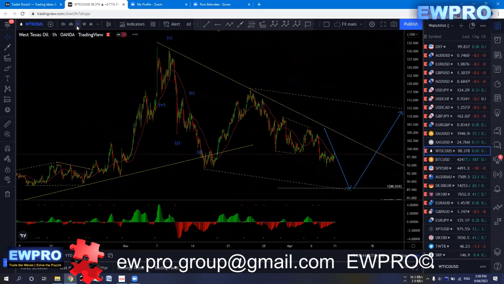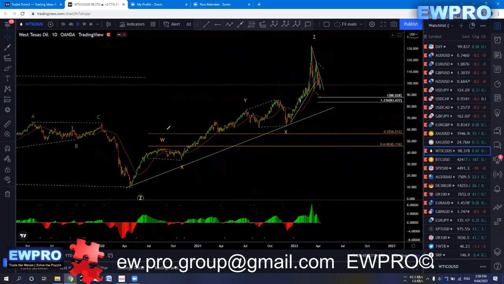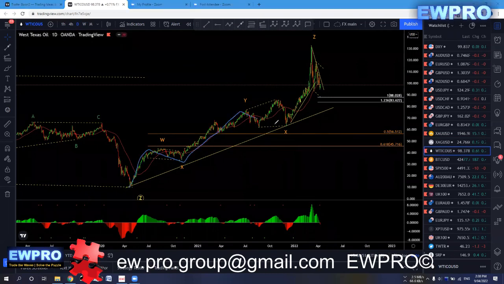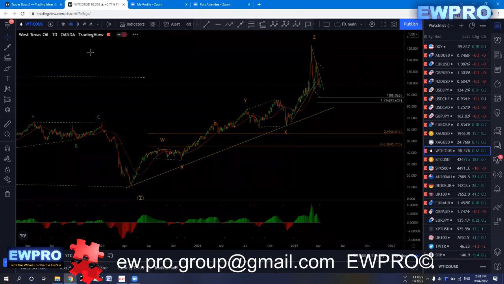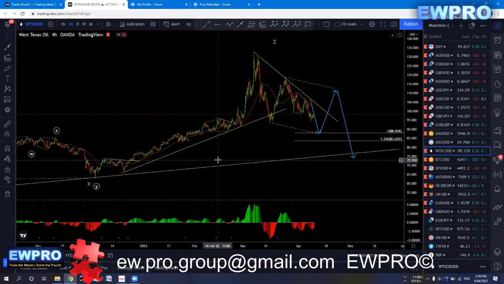WTI on the daily. So we got this WXY, X2, Z up. The Z up went too far and we lost all the bearish divergence, like I've mentioned. So we're just looking for a correction.